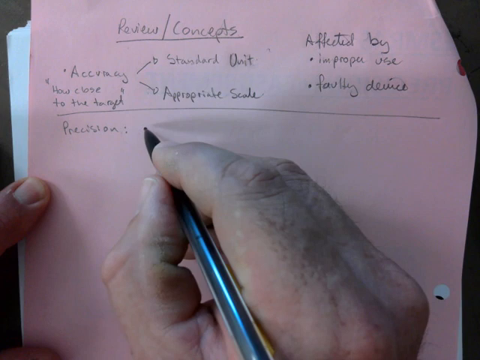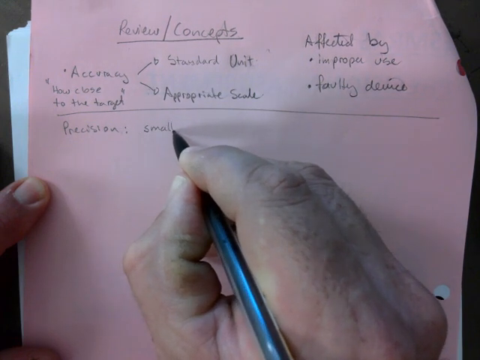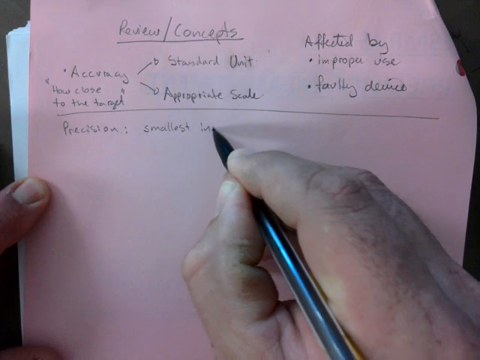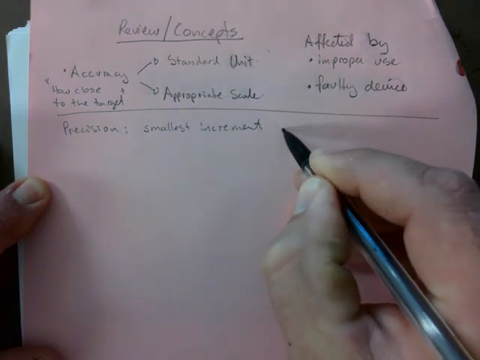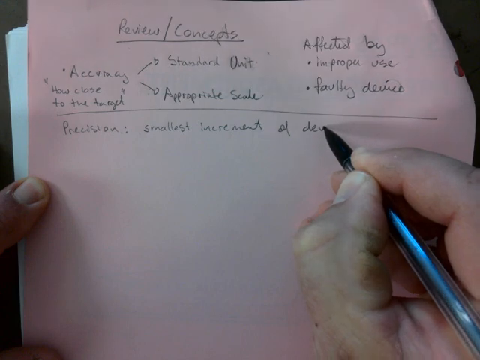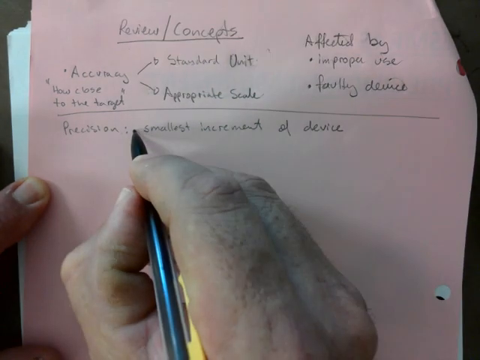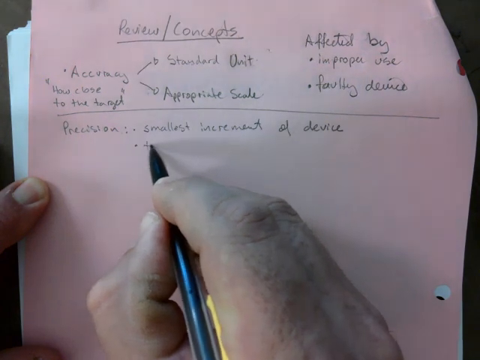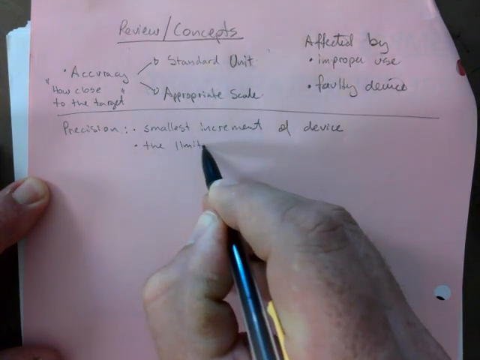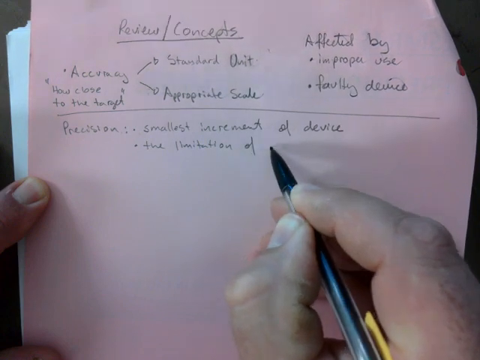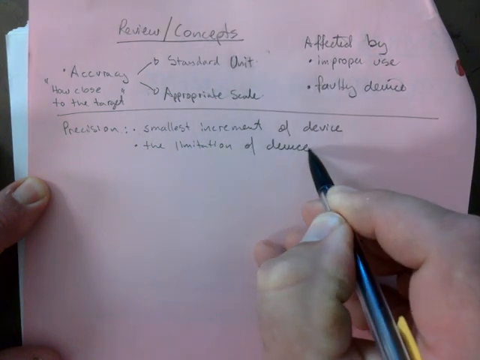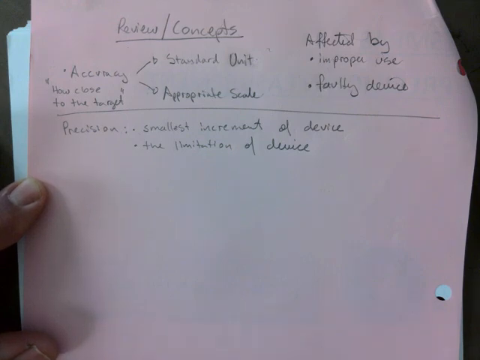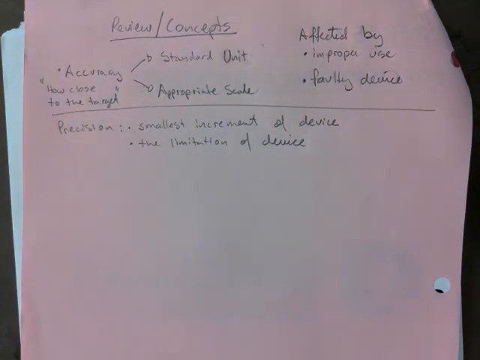Precision, what is it? It's the smallest increment of a device. That's one way of saying it. It's the limitation of the device is also correct. What's the limitation? There's a limit. It can't go past a certain precision level. At a certain point, it just needs to round.